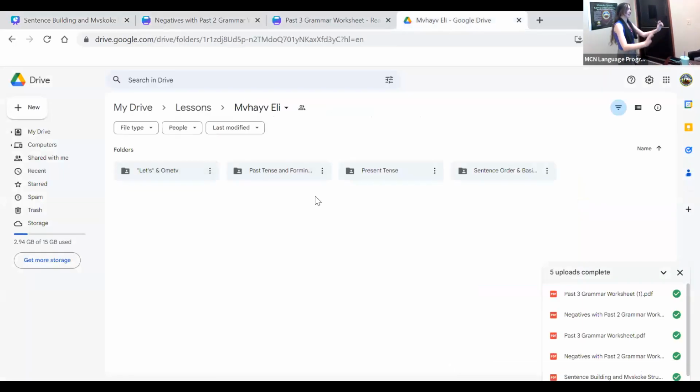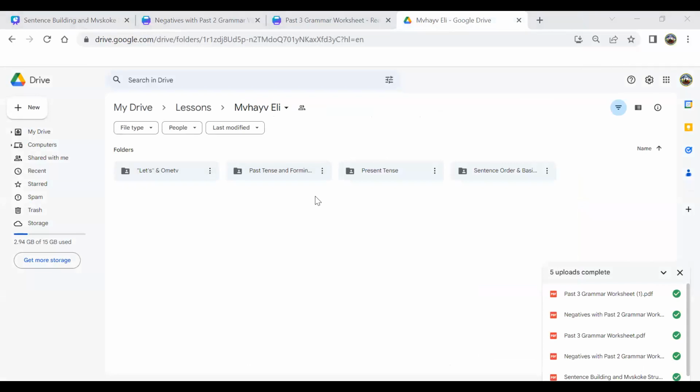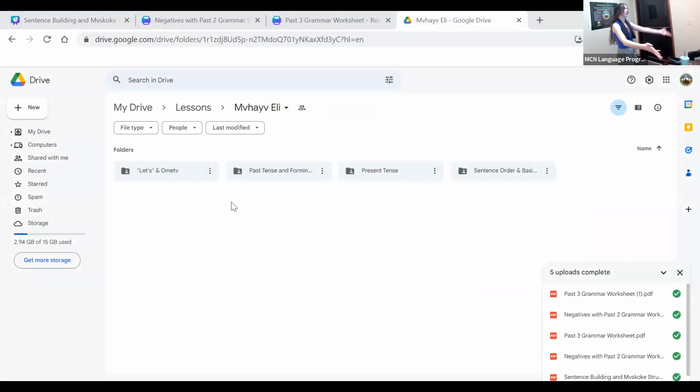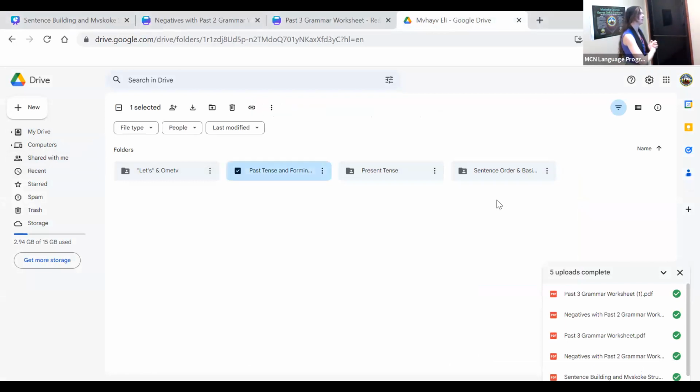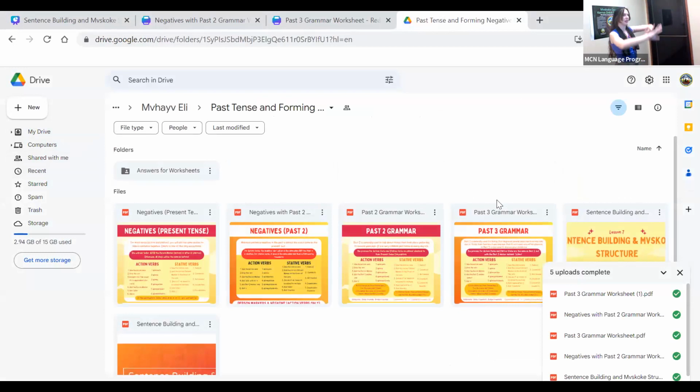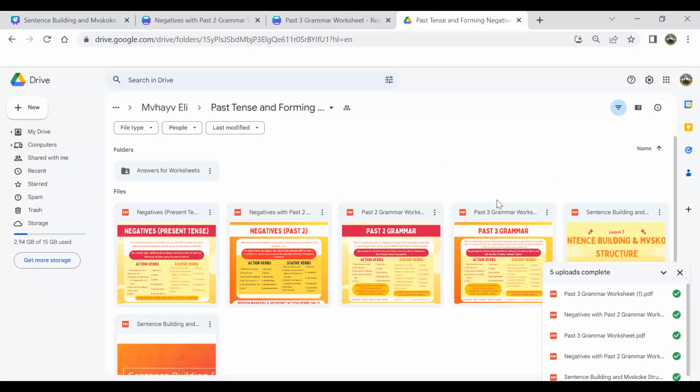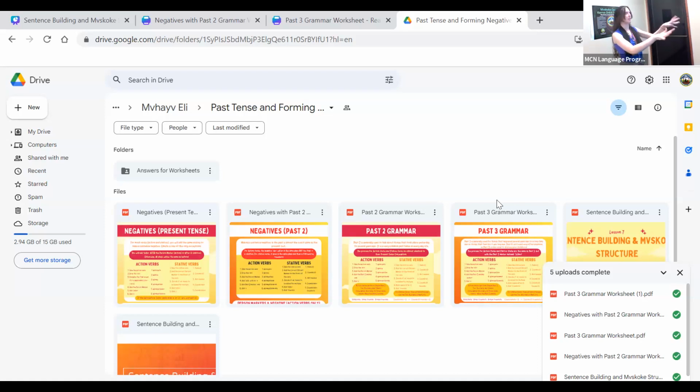Okay, so I shared this link today, and I'll do it one more time just to be safe. This is the full section. When you get in here, we have all of our folders for the different groupings. We're inside of past tense and forming negatives. Honestly, it's just going to get bigger because next week we're still doing past tenses, so I'm not going to make a separate folder. All past tenses are going to be in one place.